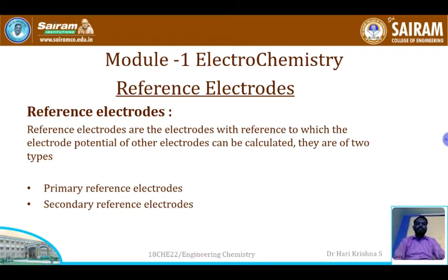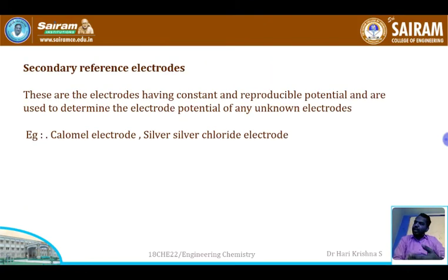Because of this, we shifted to secondary reference electrodes. So what are the secondary reference electrodes? The electrode potentials of these electrodes are known and constant. The electrode potential of these electrodes holds over a wide range of temperature and pressure. And the electrode potential of these electrodes does not depend upon the concentration of the solution in which it is dipped. This is the important feature of our secondary reference electrodes.